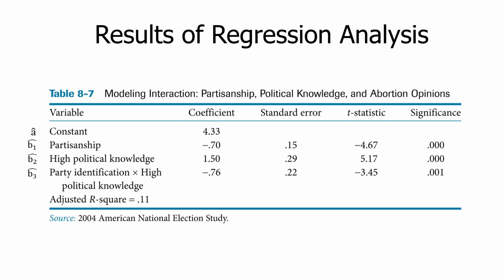Looking over here, all these effects are very nice. We have relatively small standard errors. Partisanship has a strong t-statistic, minus 4.67, significant at 0.000. The same for high knowledge, that has a significant effect. And then the interaction effect also lights up. This is telling us that the effect of partisanship for high knowledge respondents is significantly stronger. It's still negative, but it's significantly stronger for high knowledge respondents.